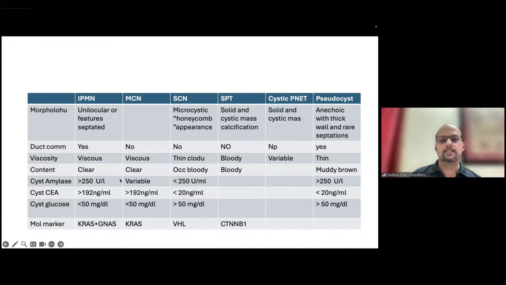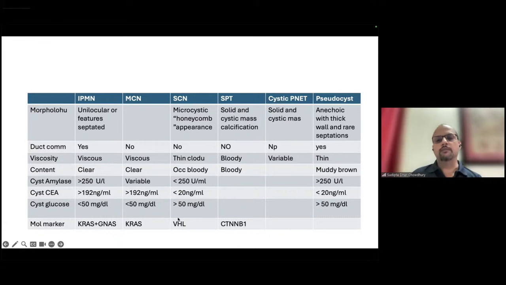The cyst fluid amylase is something we use, and in IPMN, the cyst fluid amylase can be high because of the ductal communication, and in pseudocyst, obviously, it is high. But in all other circumstances, cyst fluid amylase is low. CEA is elevated in mucinous lesions and low in non-mucinous lesions, and the high is more than 192 nanograms per ml. Cyst glucose is lower in mucinous lesions like IPMN and MCN. And molecular markers like KRAS and GNAS adequately identify IPMN and KRAS for MCN.